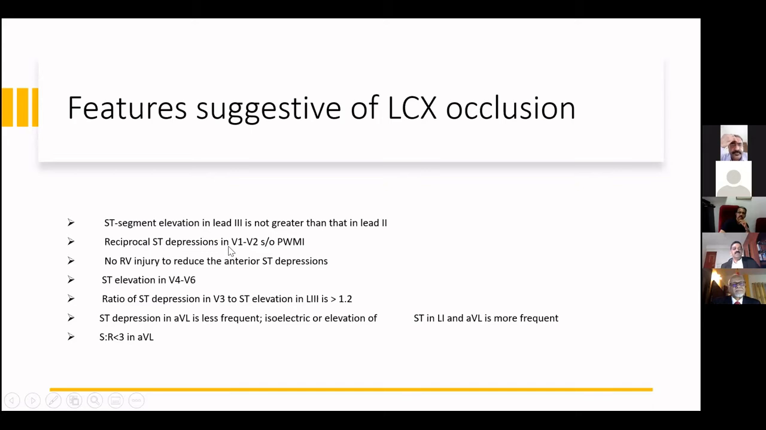And reciprocal ST depression in V1 and V2, suggestive of posterior MI, also tells us that it's an LCX occlusion. No RV injury is what gives us this posterior involvement. ST elevations in V4 to V6 also tell us that we are likely looking at the circumflex.